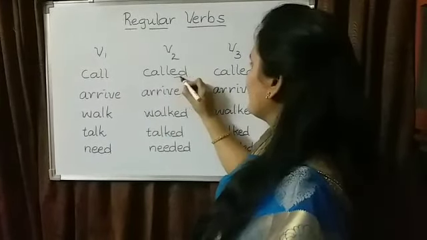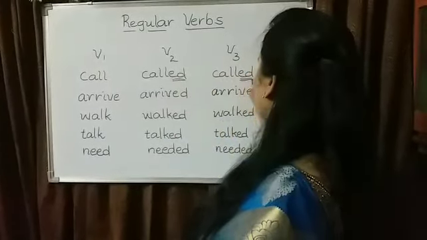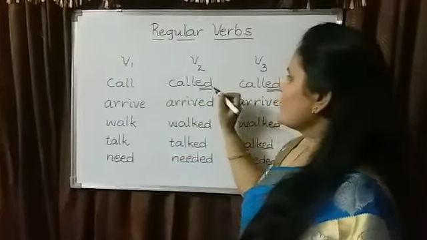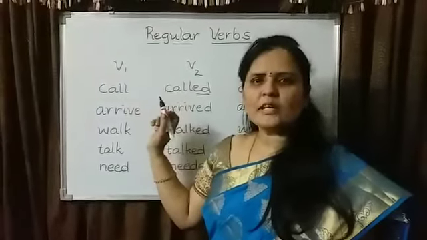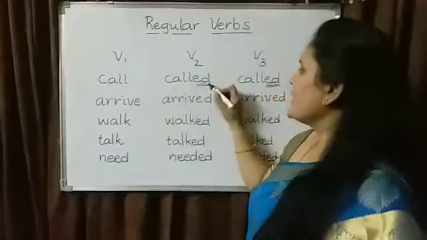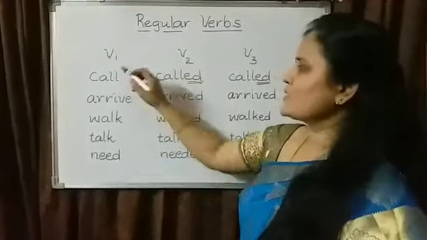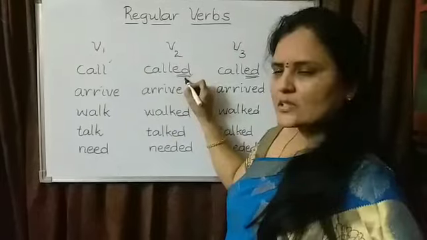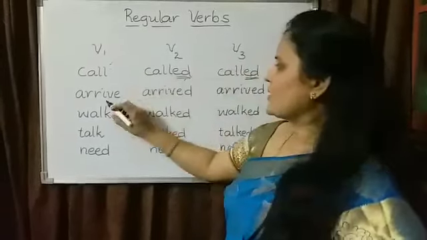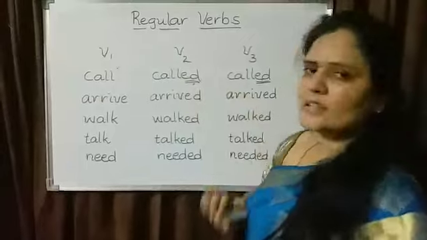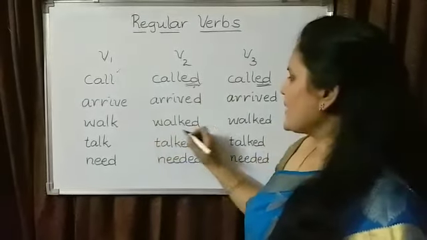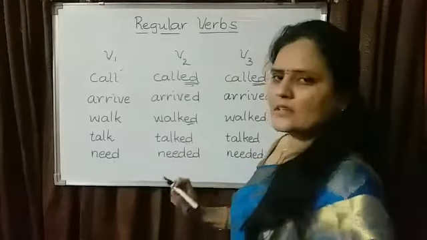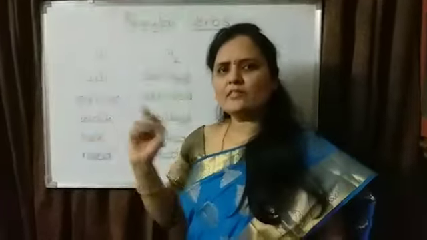We can see here ed at the end of the word. So these are the verbs, regular verbs. V2 and V3 are formed by adding ed to main verb, that is to V1. So call plus ed, called, and again V3 is also called. Arrive plus d, that is arrived. Walk plus ed, walked. Talk plus ed, talked. Need plus ed, needed.